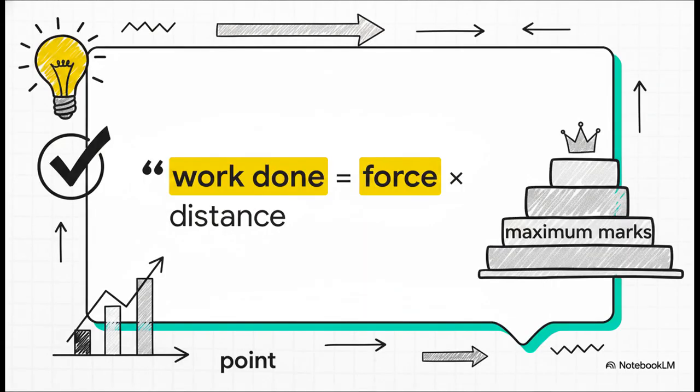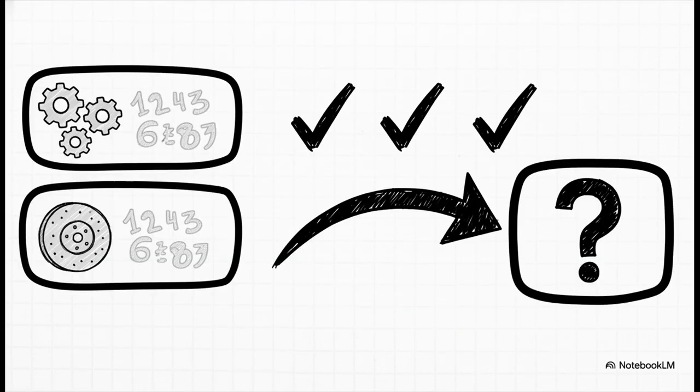And there it is. That's all you need. Work done equals force times distance. Write that down and you've banked that mark. Easy peasy.